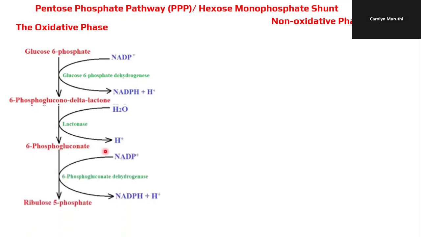6-phosphogluconate is further oxidized and decarboxylated to release ribulose 5-phosphate, and another molecule of NADPH is produced. And so at this point, the cell has already earned 2 molecules of NADPH per glucose 6-phosphate.